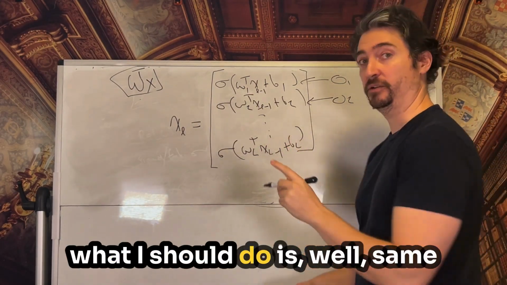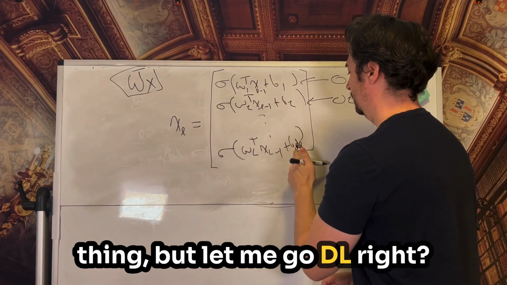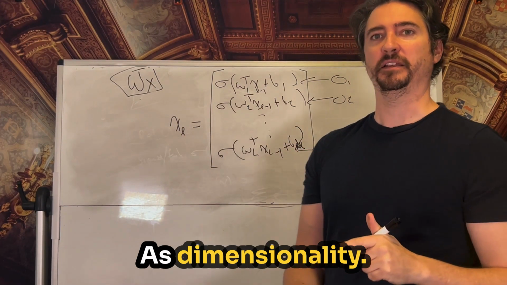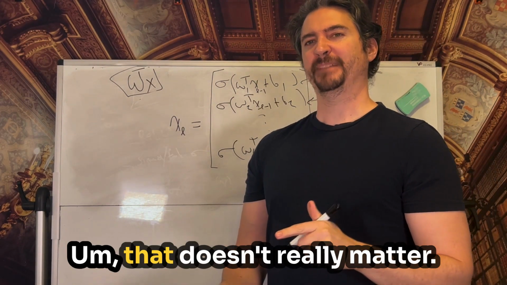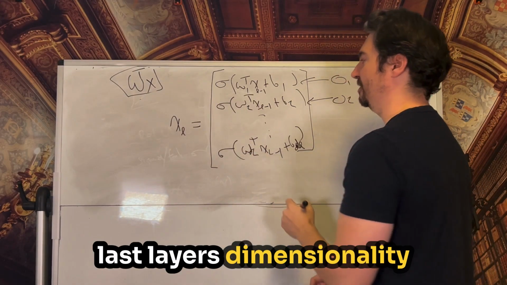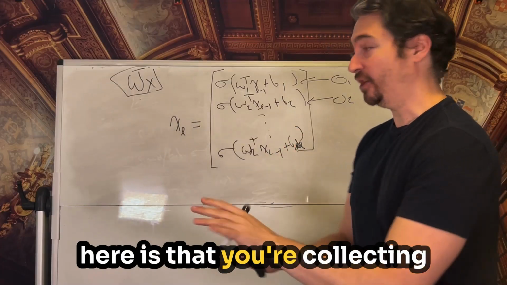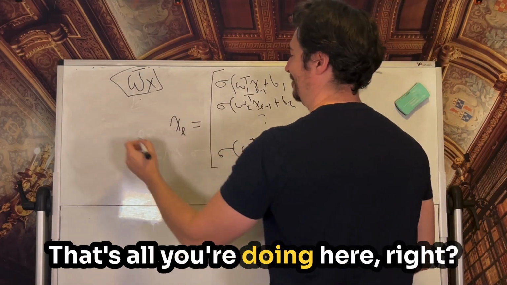Actually, let me go DL, as dimensionality. It doesn't really matter. Anyways, we can say the weight vector has the last layer's dimensionality because of the transformations that we saw last time. All I want to say here is that you're collecting all the neurons. That's all you're doing here, right?